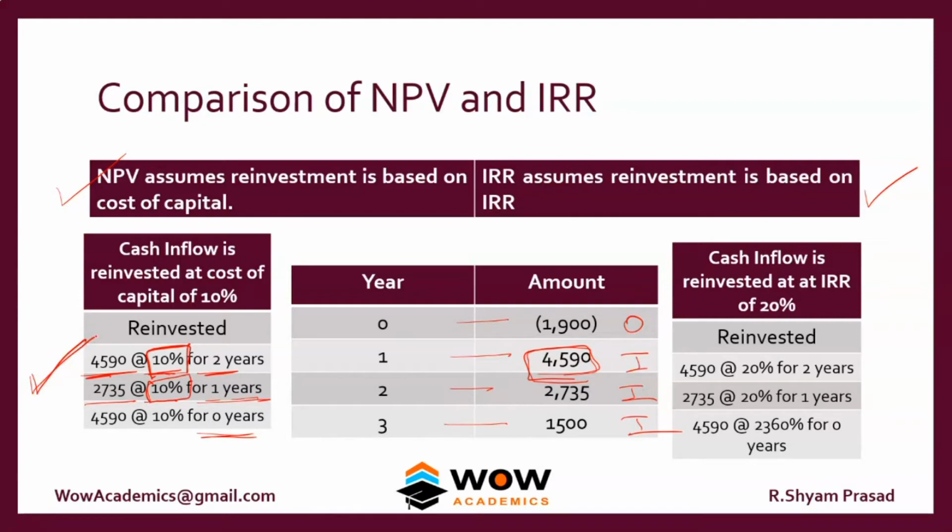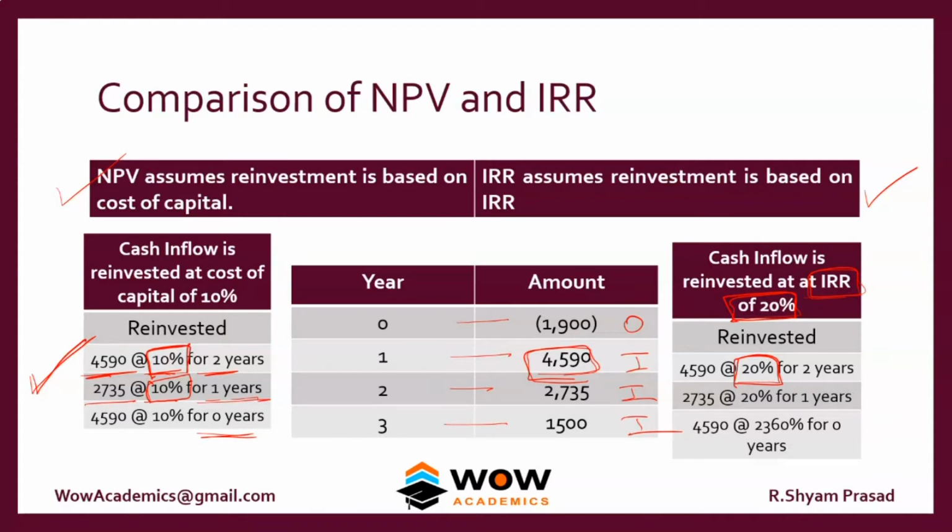But how does IRR assume? Assume that a project has an IRR of 20%. It's a very high IRR project and we have selected it. Only this project can give 20%. The 4590, if you use IRR, that money also we get, but it is assumed to be invested at 20%. This project that we selected based on IRR is the one which gives the highest IRR, right?